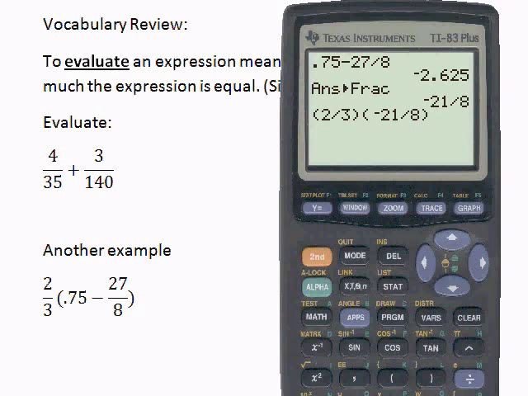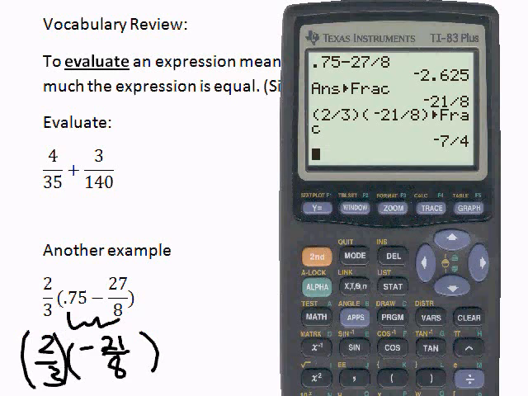21/8. Close my parentheses. And as a shortcut, we can actually press math, enter, enter, and it'll give us our answer right away, -7/4. So without having to do much work at all, we actually used our calculator to evaluate this expression. It gives us -7/4.